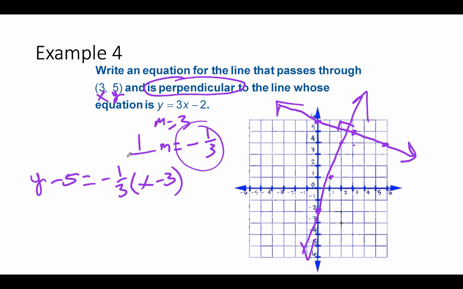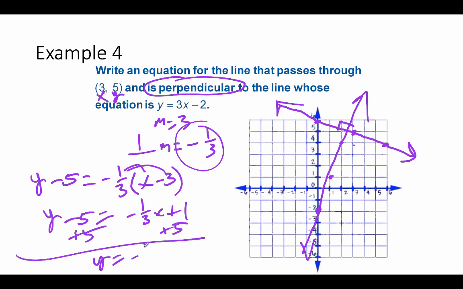Yes, we do. Again, if they wanted this in slope-intercept, I should distribute: y minus 5 equals negative 1/3 x plus 1. Add 5, and look at this. Look at me now. I'm doing great because the y-intercept is 6. There it is, whoop. And we're done.